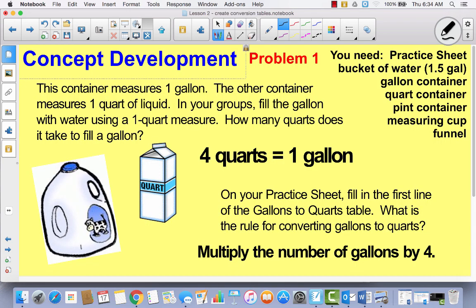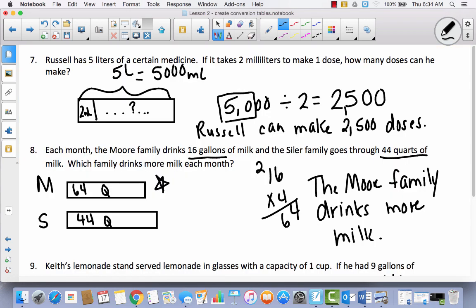All right, so today we were talking about converting, but we were using measurements of capacity. We were talking about gallons, quarts, pints, and cups. The important part to remember is that there are 4 cups in a gallon. There are 2 pints in a quart, and 2 cups in a pint. If you create a conversion table, then it's easy for you to go back and solve the problems.